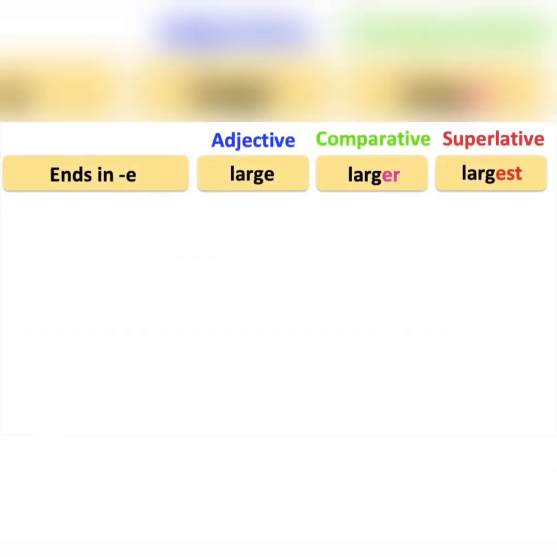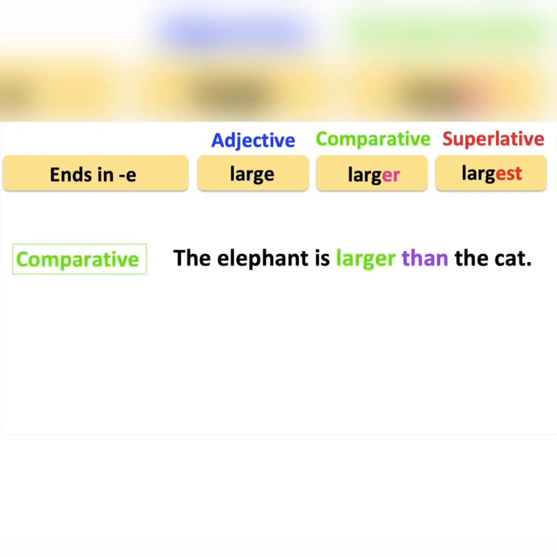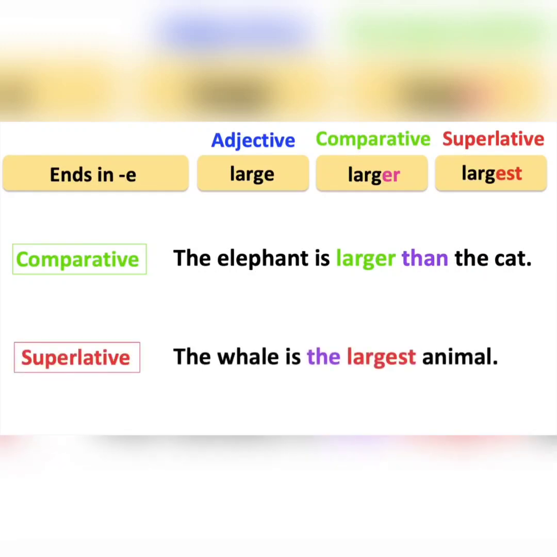For one-syllable adjectives ending with the letter E, we remove the letter E and add the endings er or est. For example, the elephant is larger than the cat. The whale is the largest animal.